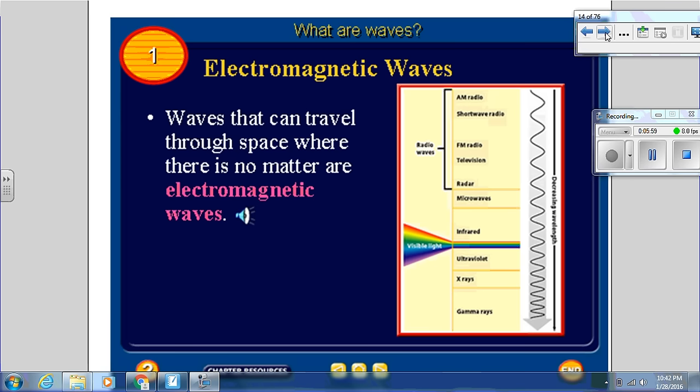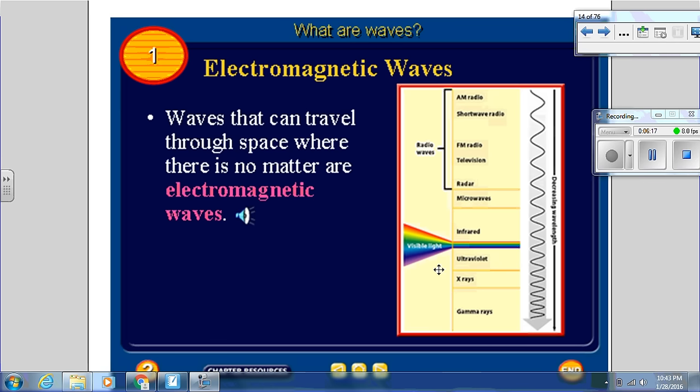Now, let's talk about the other type of wave, which would be an electromagnetic wave. Electromagnetic waves are the ones that can travel through space where there is no matter. Some of these waves can be very, very strong and very powerful. And you may notice some of these waves on this chart.